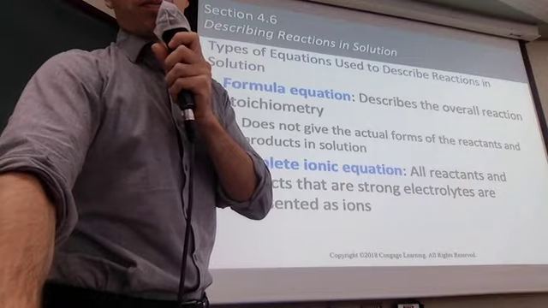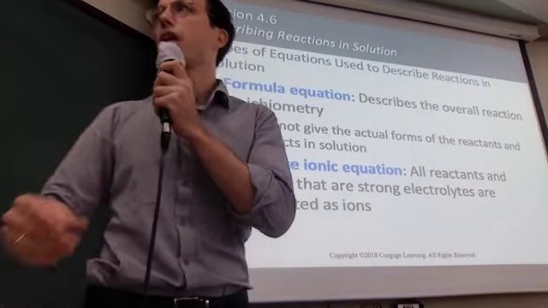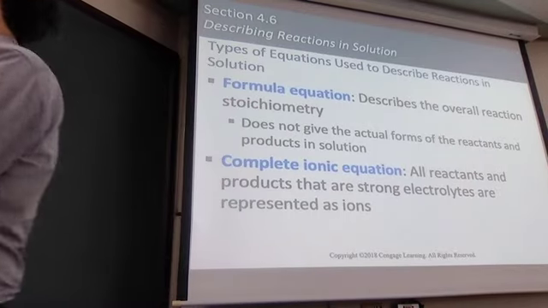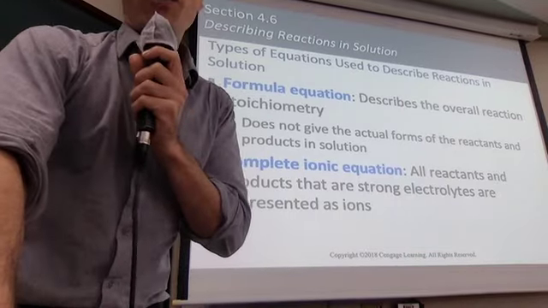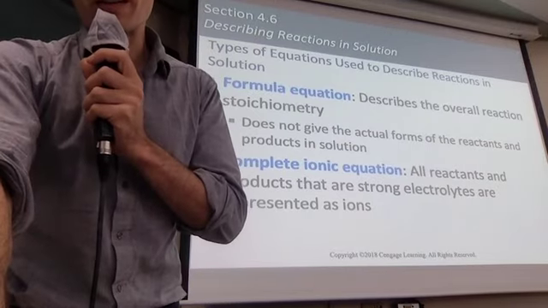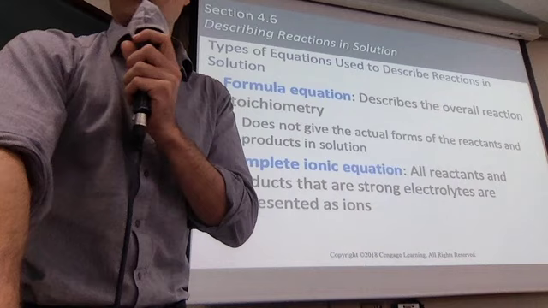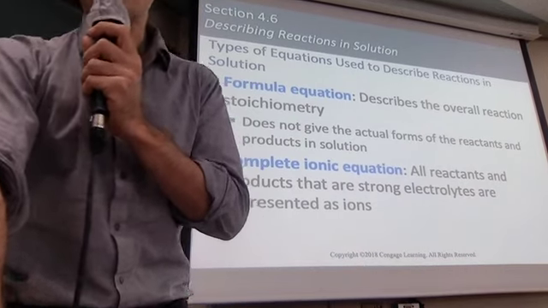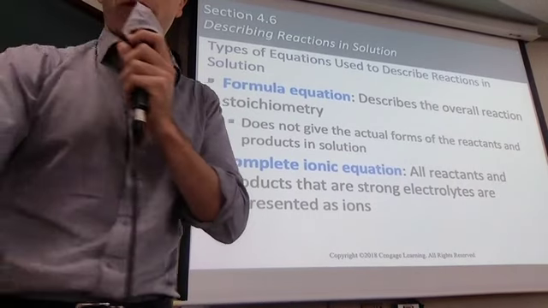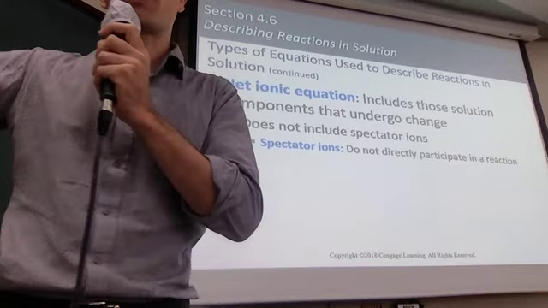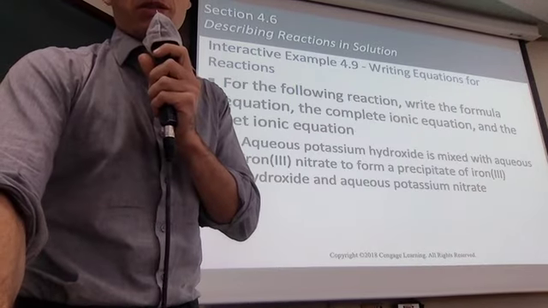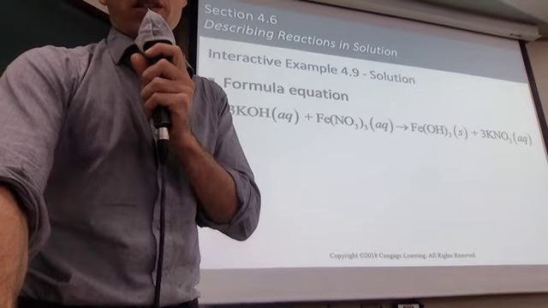Okay. So this is what they are talking about here. So the formula equation has all the ions in there. Sorry, no, the formula, I confused the two. The complete ionic equation has all the reactants and products that are strong electrolytes, and the formula equation has only the participating ones. So this would be the formula equation. And the net ionic one is including only those who participate. So let's do an example here.